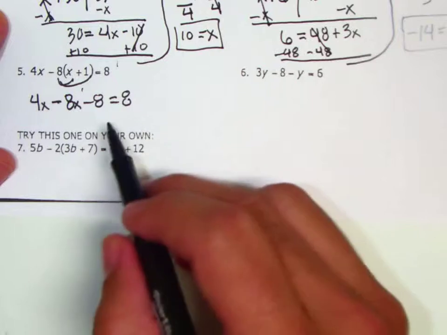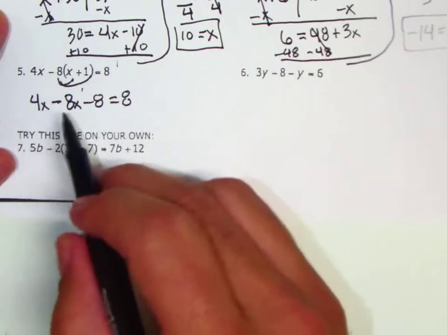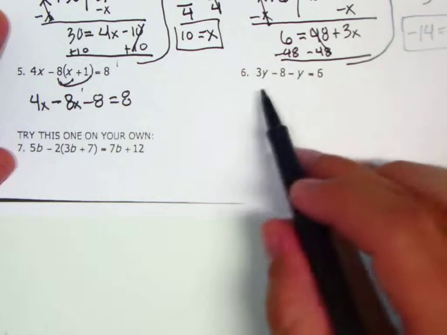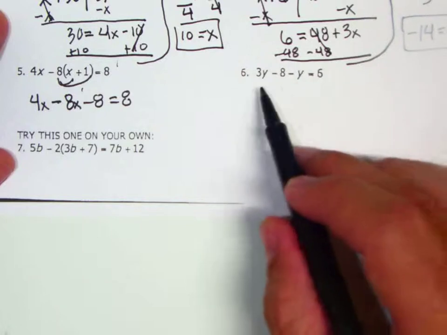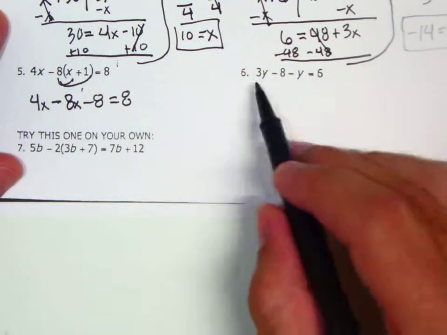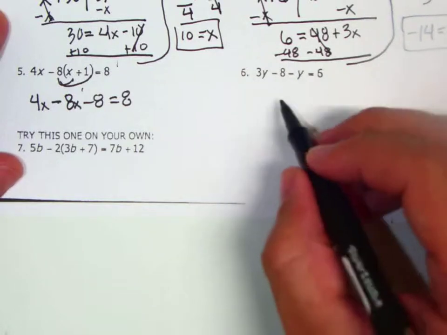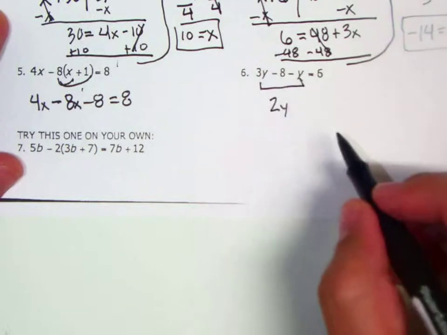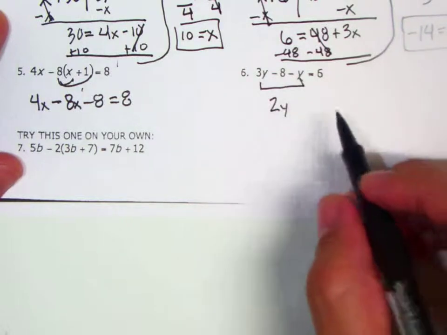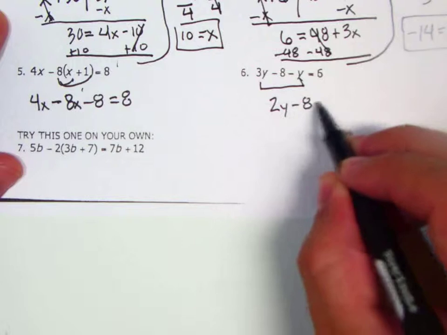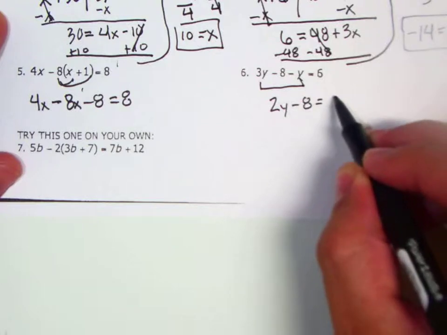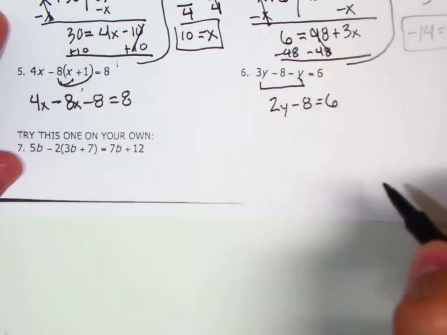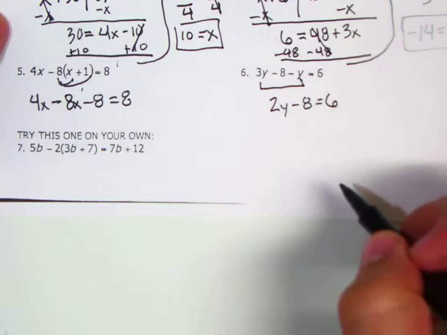And then you would solve it just like normal. Combine like terms and then start moving things around. Over here, again, combine like terms. 3y minus y, 3y minus 1y is 2y. That's these right here, 3y and negative y. And then the minus 8 comes down, equals 6. And then just solve.